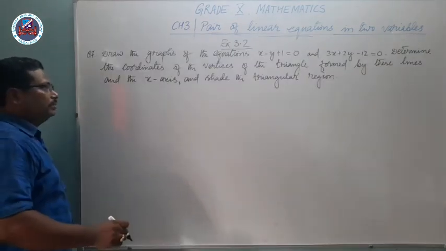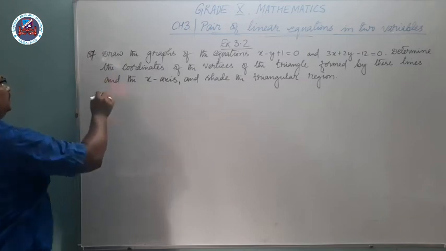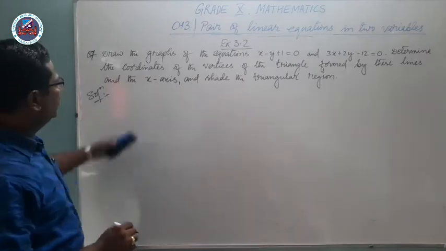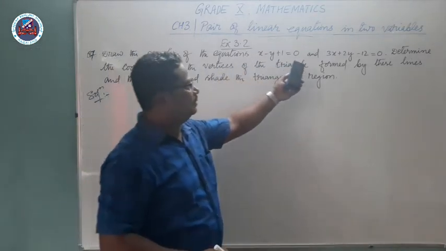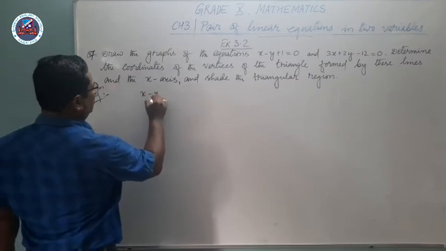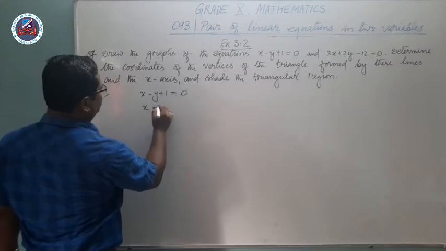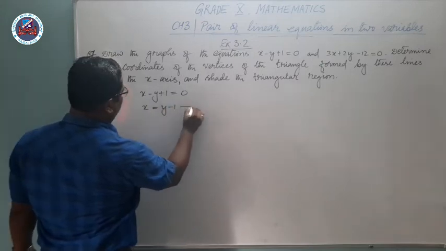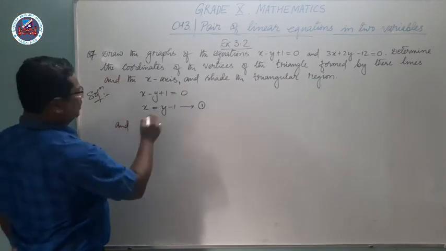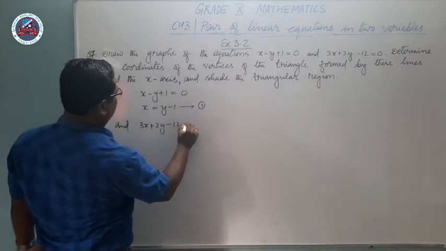So here is one more question from exercise 3.2 that I have selected. Question number 7. So all are almost the same. Here also you are asked to draw the graph. The two equations are given to you. The given equations are x minus y plus 1 equal to 0. You can write this as x is equal to y minus 1, equation number 1, and the other equation 3x plus 2y minus 12 is equal to 0.